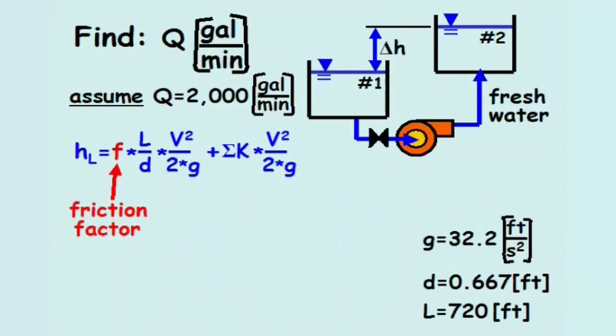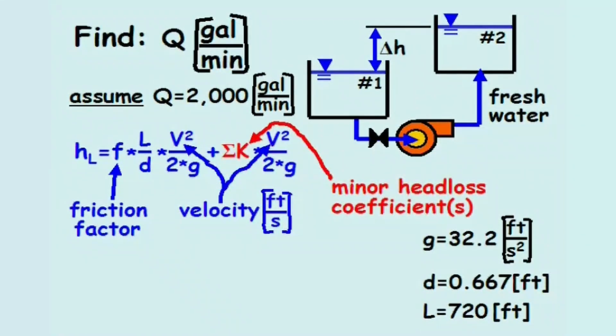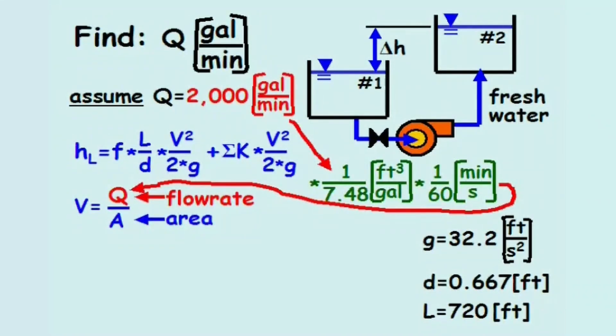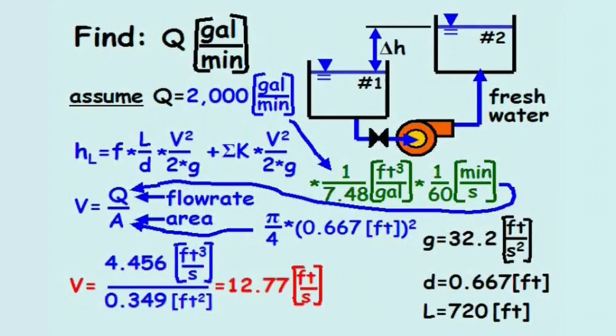But we don't yet know the friction factor, f, the velocity, v, in feet per second, or the sum of the minor head loss coefficients, sigma k. We'll first solve for the velocity. The velocity equals the flow rate divided by the area, where the assumed flow rate of 2,000 gallons per minute is converted to cubic feet per second, and the area is calculated from the diameter. The velocity of flow equals 12.77 feet per second.